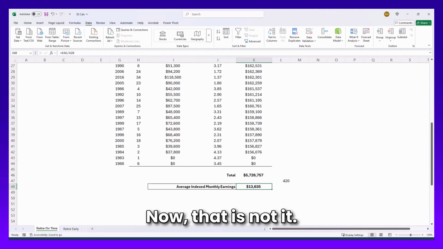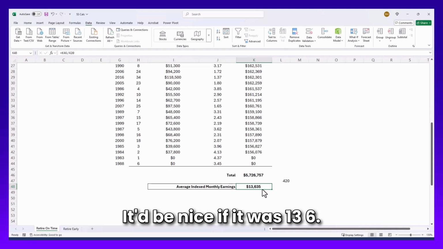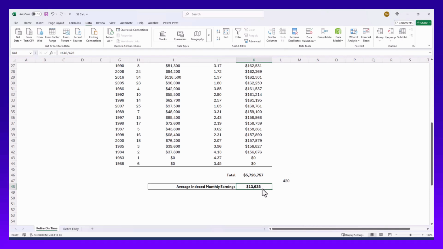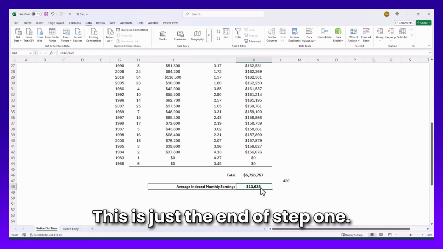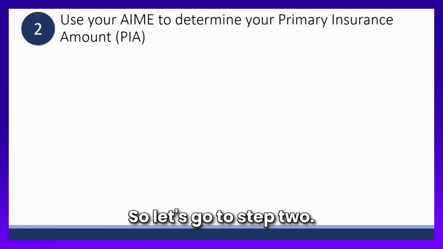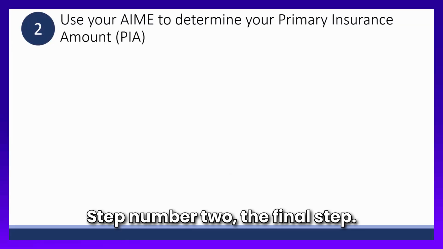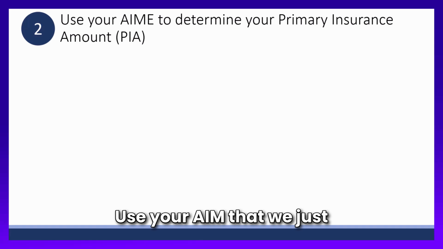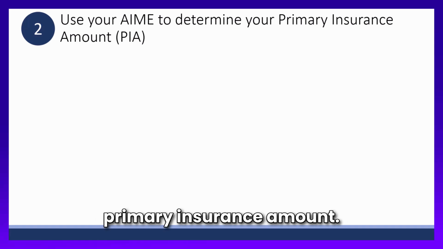Now, that is not it. This is not the PIA. This is not the Social Security benefit, sadly. It'd be nice if it was. 13.6, that would be nice, but that's not it. This is just the end of step one. So let's go to step two. Step number two, the final step: use your AIM that we just calculated to determine your primary insurance amount.